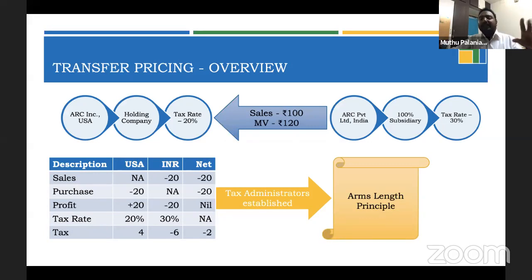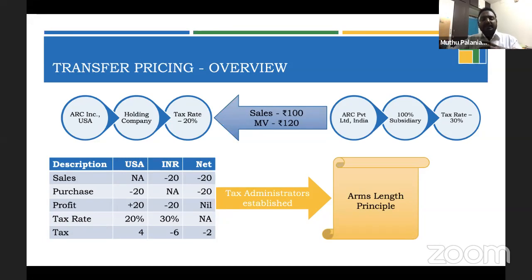If you actually take an example, let's say there is a company called ARC Private Limited in India, which is a 100% subsidiary of ARC Inc. in USA. So it's an American company, which is the holding entity. The tax rate in USA is 20%, whereas the tax rate in India, let's assume, is 30%.